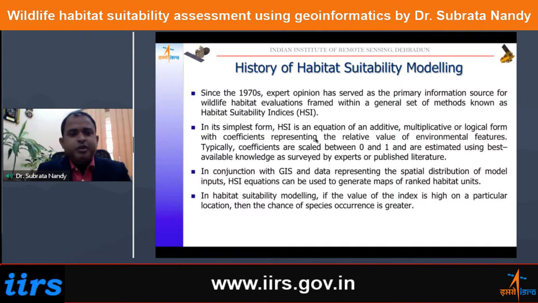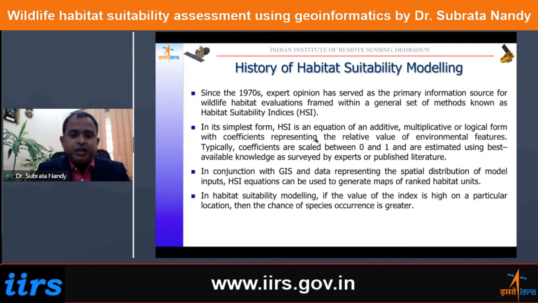So in the simplest form, habitat suitability could be an equation of additive, multiplicative, or logical form with coefficients, of course, and this represents the relative value of environmental features. The coefficients are generally scaled between 0 and 1. 0 means least suitable or unsuitable, and 1 is highly suitable.